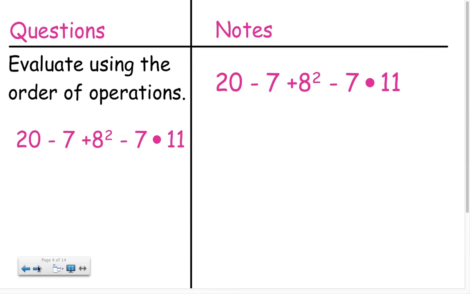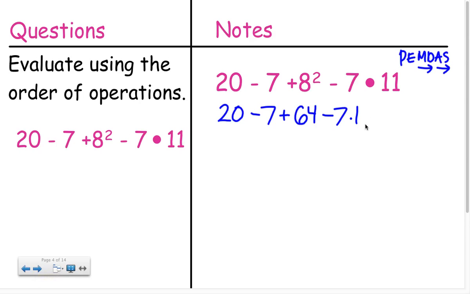Evaluate using the order of operations. 20 minus 7 plus 8 squared minus 7 times 11. So again, I'm going to use PEMDAS to help me figure out the order of how I should solve this problem. So I look at my problem, I don't see any parentheses, so then I move to the E, which is exponents. I do have one exponent, 8 squared. So I'm going to write down 64, and then I'm going to copy the rest of the problem. 20 minus 7 plus 64 minus 7 times 11.